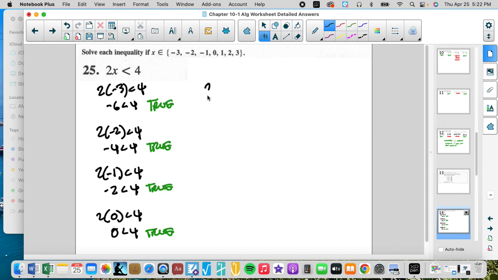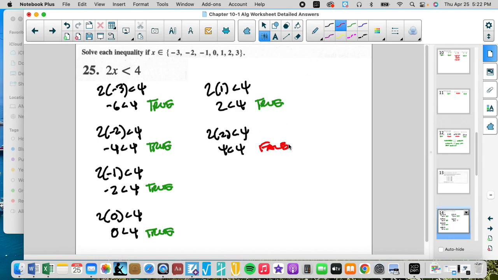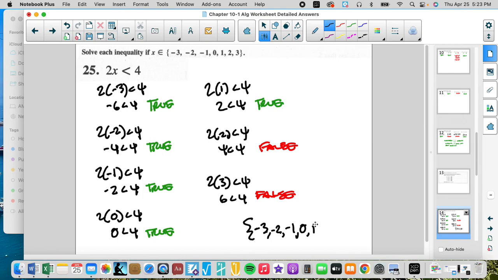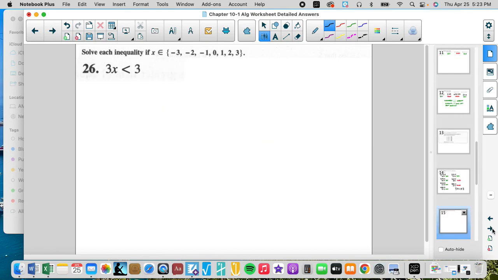Is 2 times 1 less than 4, is 2 less than 4. That's going to be true. Is 2 times 2 less than 4, is 4 less than 4. That is going to be false. It is equal to, but it's not less than. And then is 2 times 3 less than 4, is 6 less than 4. That also is going to be false. And we're going to have the solution set is going to be -3, -2, -1, 0, 1. That's it.